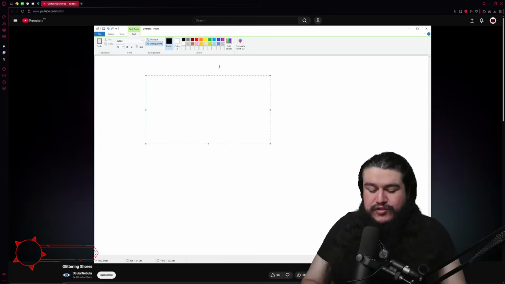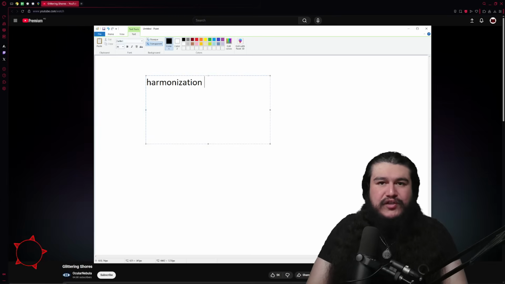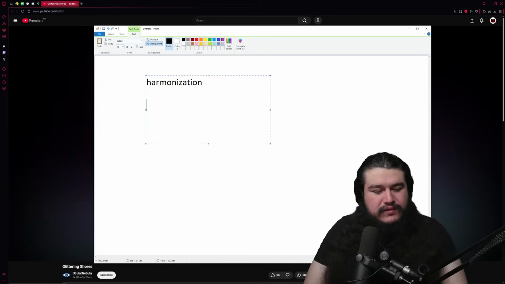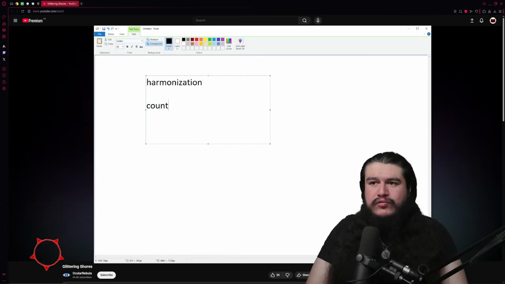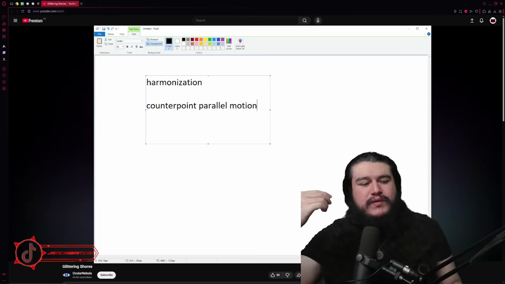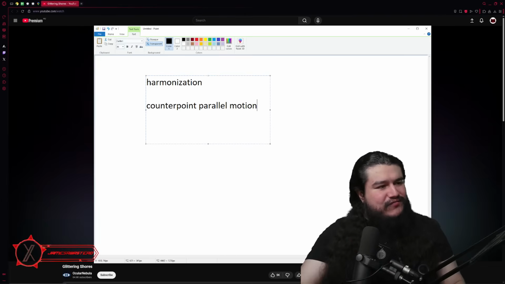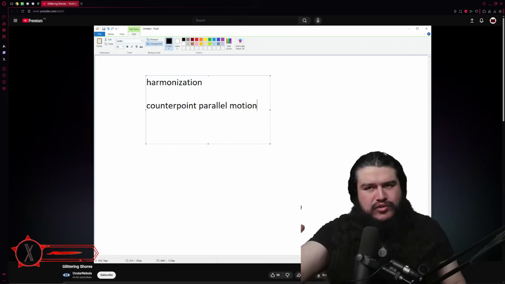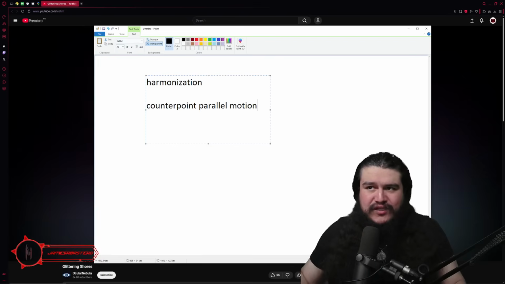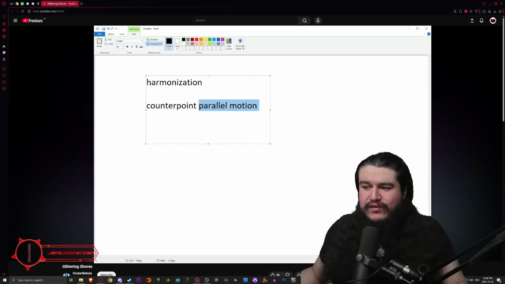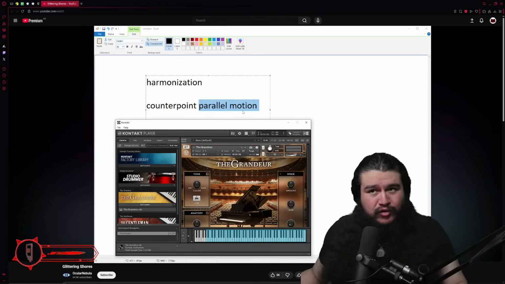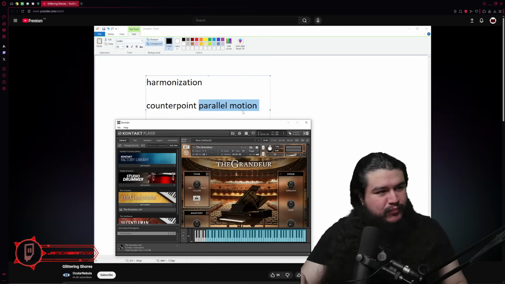So harmonization is a less complex way of calling counterpoint parallel motion. So counterpoint being the study of melodies, usually how they develop, how they interact with one another, usually in the context of two or more at the same time. Parallel motion being one type of counterpoint where you have more than one melody doing the same thing, just from different points in the scale.